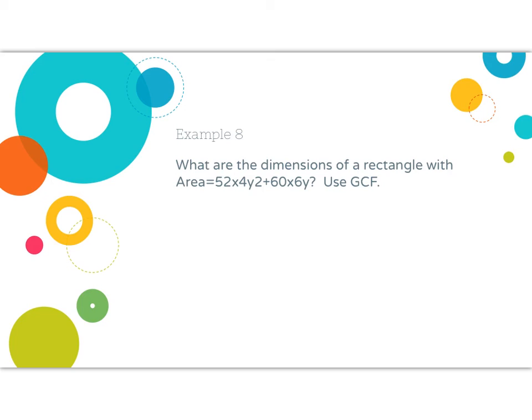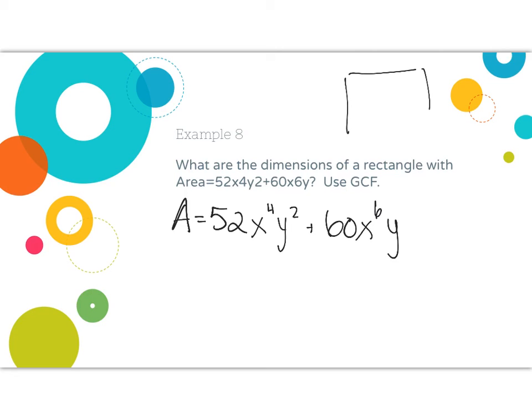What are the dimensions of a rectangle with area of, oh goodness, this looks funny the way it's inputted. Sorry, gang. I'm going to rewrite that for us. So area equals 52x to the 4 y squared plus 60x to the 6 y. So area is a length times a width. In our case here, we just have one statement. There's no multiplication happening here. So we want to factor this so that something times something equals this area.